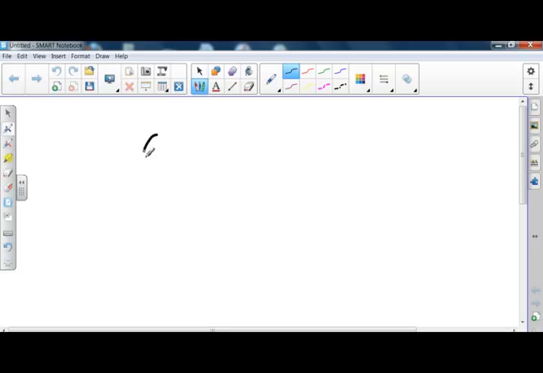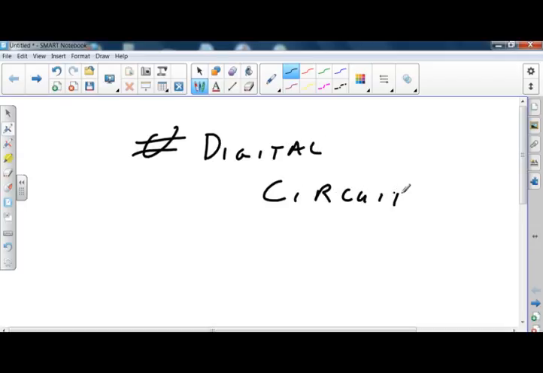This is circuit... no, it isn't. What is it? It's digital circuits. And we're in section 10. No, we're not. We're in chapter 10, which has to do with flip-flops.